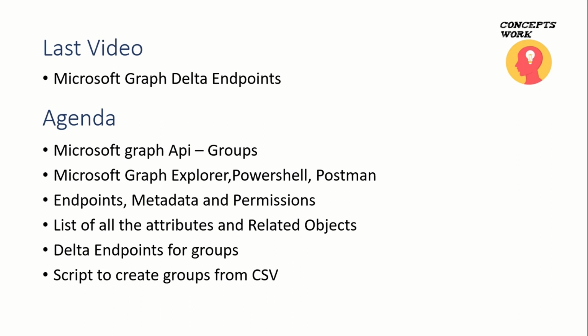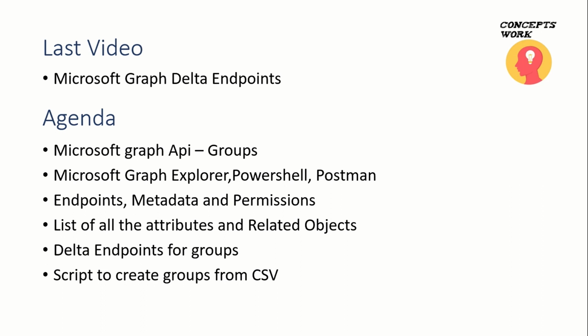Then we'll talk about the list of all the attributes that belong to the group object and what the related objects are. Lastly, we'll talk about how you can use Delta endpoints to query group objects or the changes that are implemented for a specific group. Since we are talking about PowerShell automation and API, I will be sharing a script that takes input from a CSV file to create group objects.